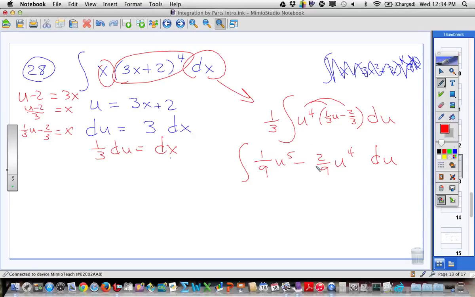All right, now we're going to do our antiderivative. Now it's ready. Now it's page 333. Now we can just do the power rule. So we raise that up to a 6, divide by 6. So that'd be 1/54th u to the 6th minus, I'm going to raise that up to a 5, divide by 5, that'd be 2/45ths u to the 5th. Those seem like weird numbers, but I don't think I've made any mistakes there. Seems reasonable.